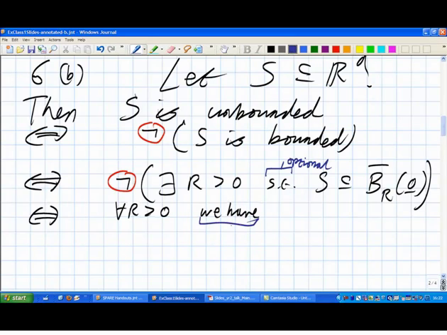and I'll put an optional "we have", so that's optional again. Just like the "such that" is optional, the "we have" is optional. You can use a comma if you want. We have that S is not a subset of the ball, closed ball, centered on the origin, radius R.